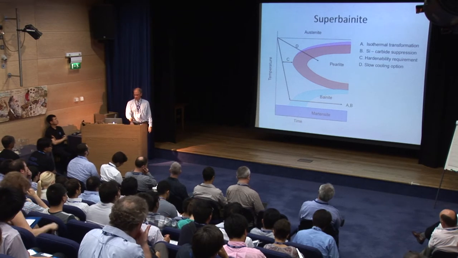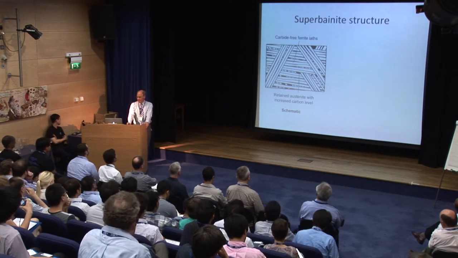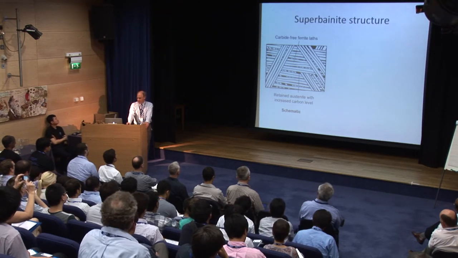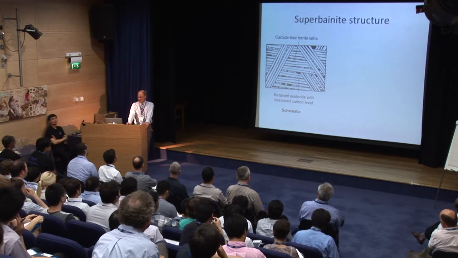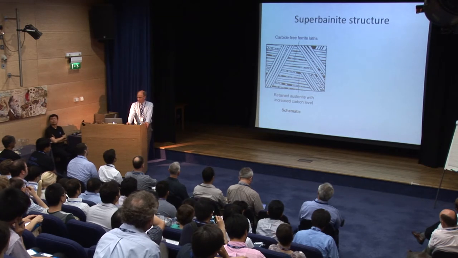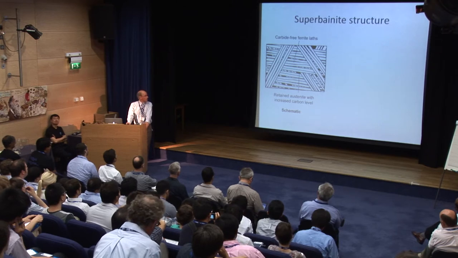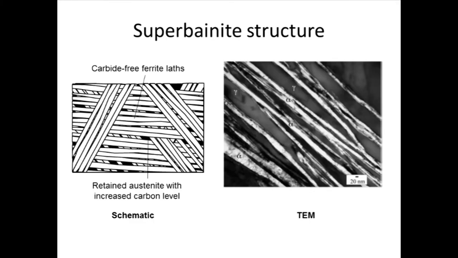So what does the superbainite structure look like? Well, schematically, it looks like this. Very fine carbide-free ferrite laths with pockets and films of retained austenite in between them, which have an increased carbon level, the carbon having been rejected from the ferrite laths that are formed, not forming carbides because of the effect of silicon. And the well-known electron micrograph showing this structure shows these features in the structure, ferrite laths with retained austenite in between them.